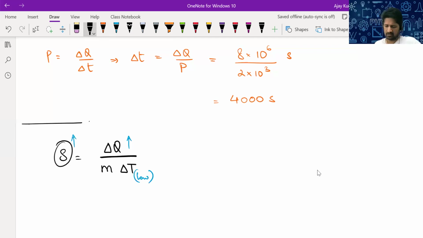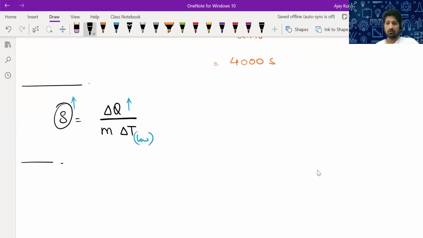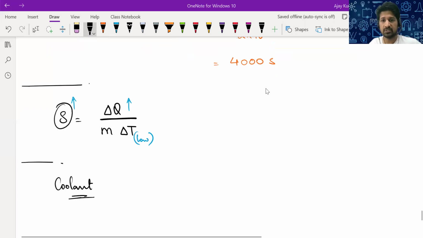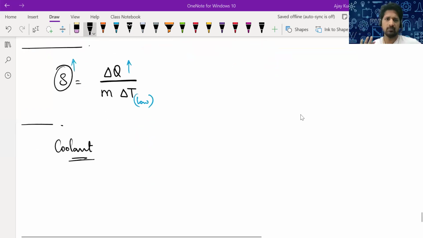There are some other applications also. In many vehicles and even in industrial machinery, water is used as a coolant. Basically, as the name suggests, a coolant is a substance which is used to keep the temperature of a machine under control, to cool down the machine. Cooling down the machine means what? Taking away heat from it.